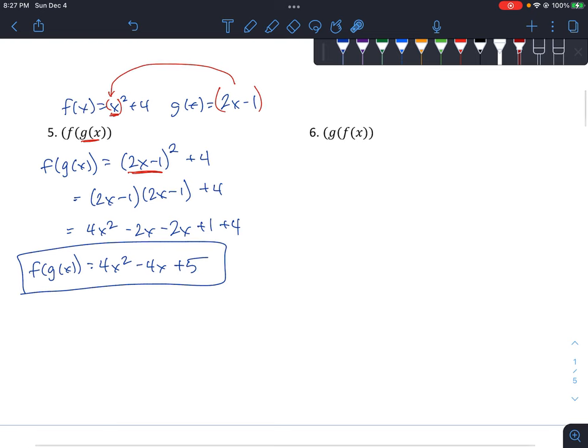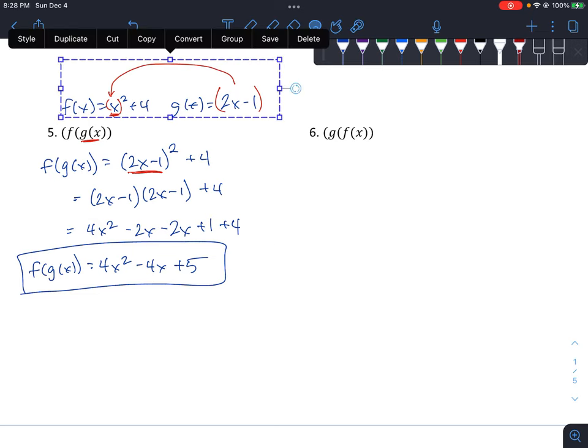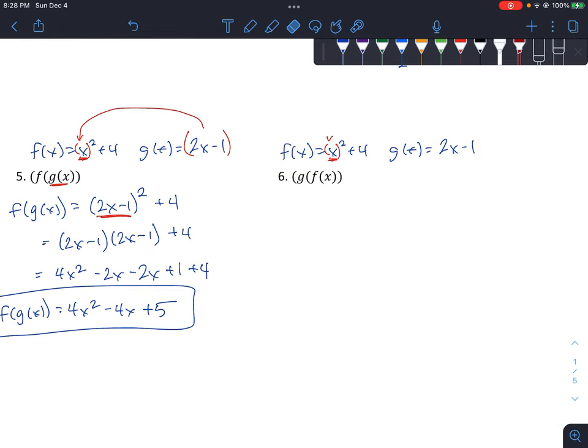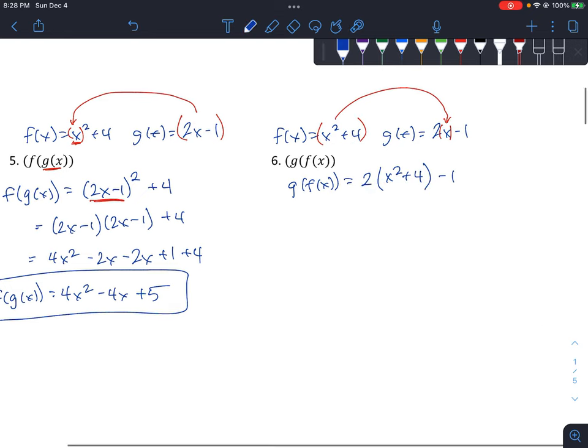Okay, for 6, looks like we're going to do a very similar process, except this time we're going to do the other way. So instead of putting g of x into f of x, f of x is going to be placed into g of x right there. So my g of f of x is going to be equal to 2, and then I'll have x squared plus 4, and then minus 1. So you can see that I have this same thing, it's just that instead of x, I'm inputting f of x into that x location.